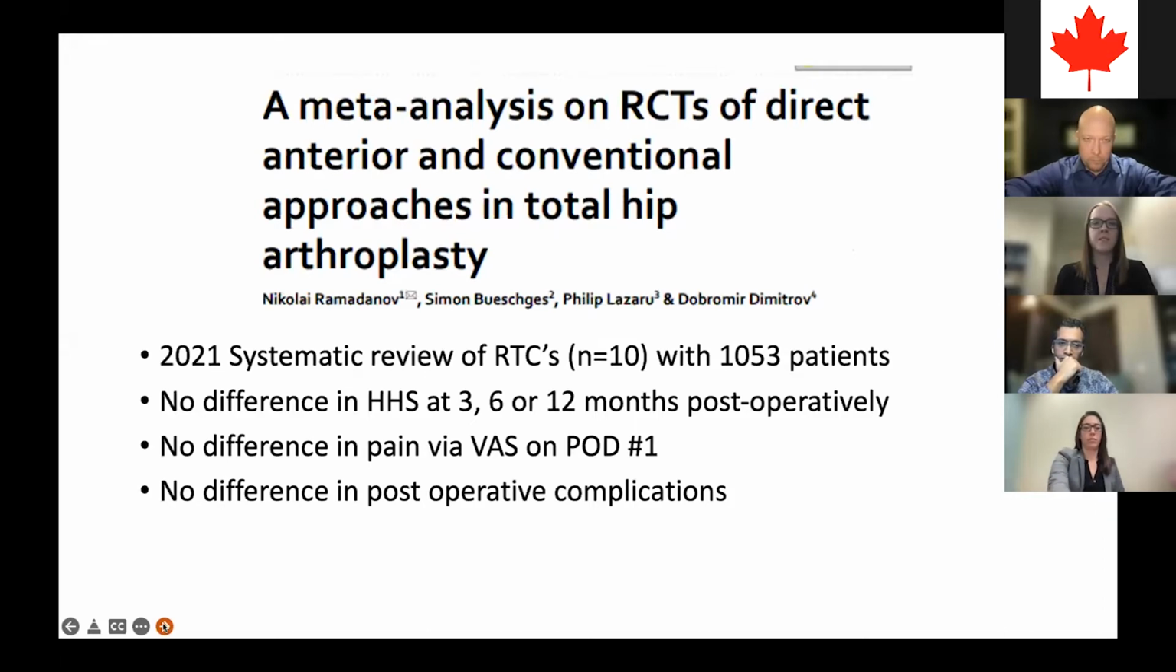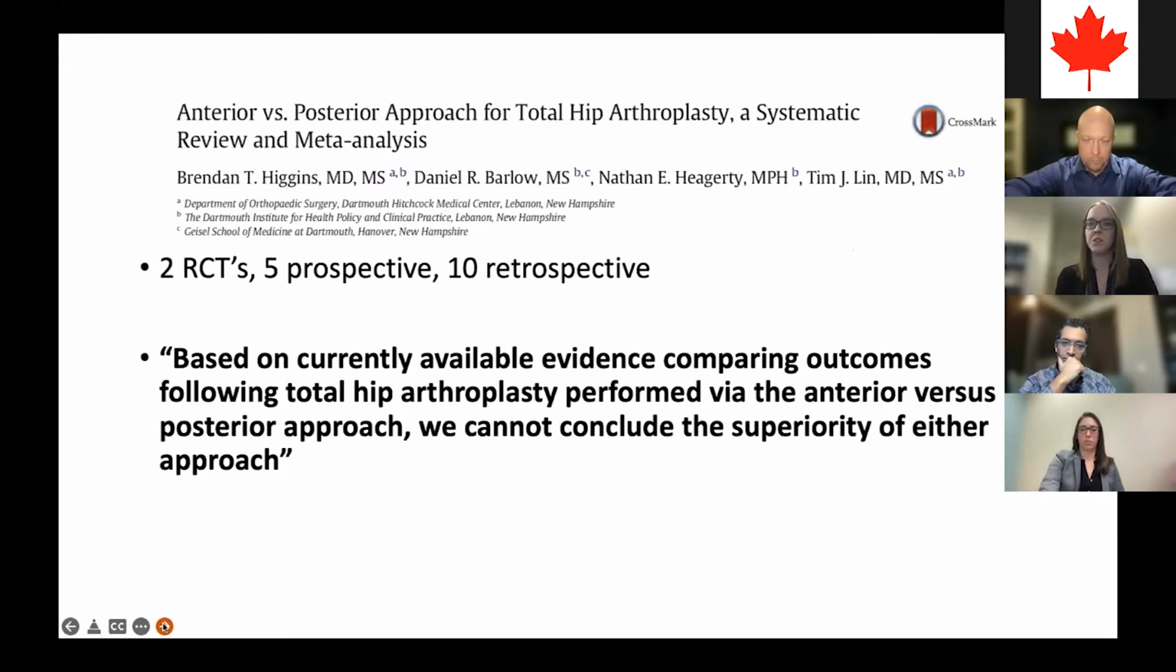Another meta-analysis here, this is a more recent one. And in contrast to the one I just showed you, no difference in Harris hip scores at 3, 6, or 12 months, no difference in pain on post-operative day one, no difference in post-operative complications. So you're seeing a stark difference to what we just concluded there. And then yet another systematic review, I won't go through all the details just for the sake of time here, but these authors, again, I'm paraphrasing here, concluded that, due to the available evidence currently, in this paper at least, they couldn't conclude superiority of one approach over the other. So that's a common theme that you'll see.